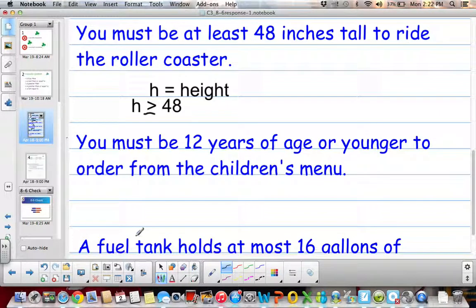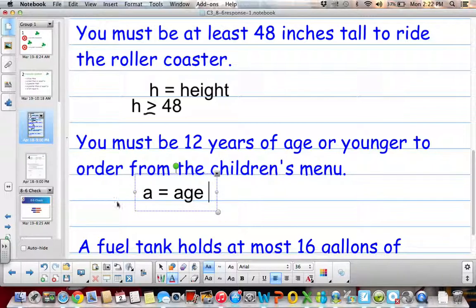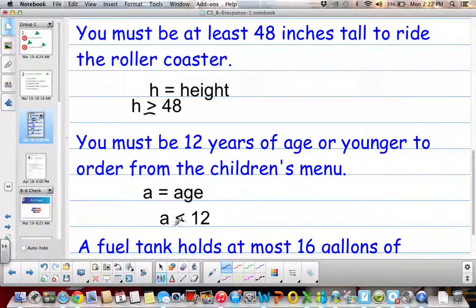You must be 12 years of age or younger to order from the children's menu. So A equals age, and you must be 12 years of age or younger. That means you could be 12 or 11 or 10 or 9 and so on, but you cannot be 13. So we would say A is less than 12, but you can also be 12 because you can be 12 or younger. So A is less than or equal to 12.